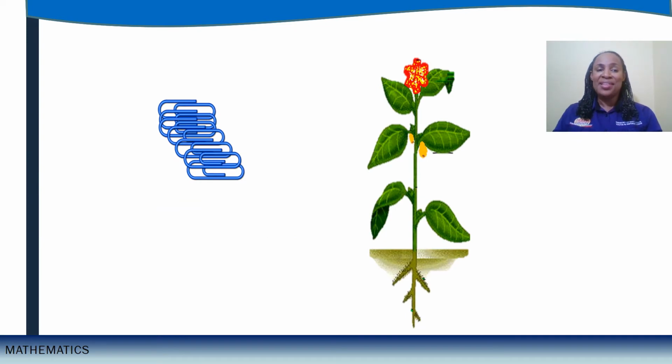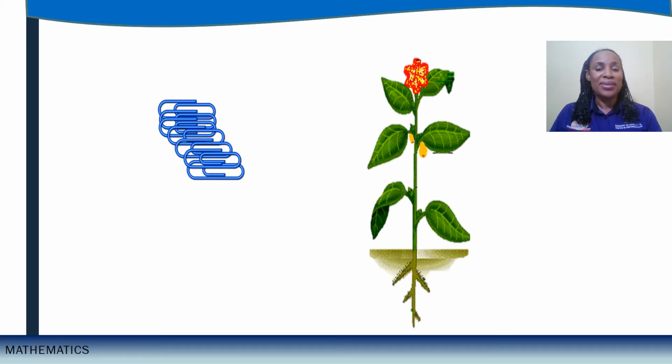Here is your next activity. We will be using paper clips to see how tall this plant is. But before we start measuring, boys and girls, I want you to estimate how many paper clips tall this plant is. Are you ready with your guess? Wow! We will check to see how good you are at estimating. We'll take your answer in a short while.